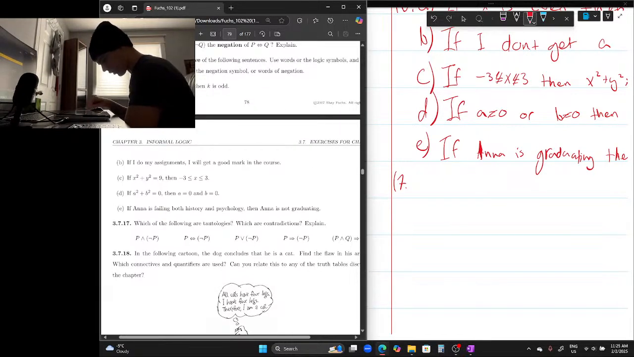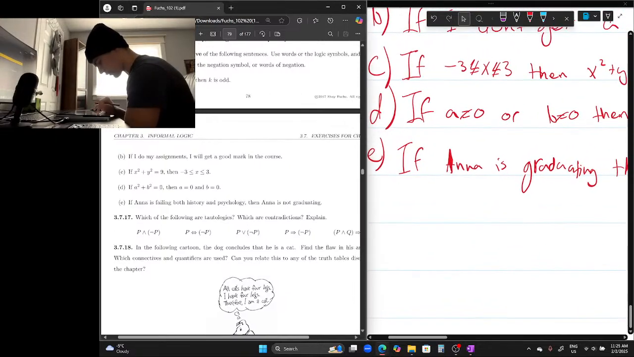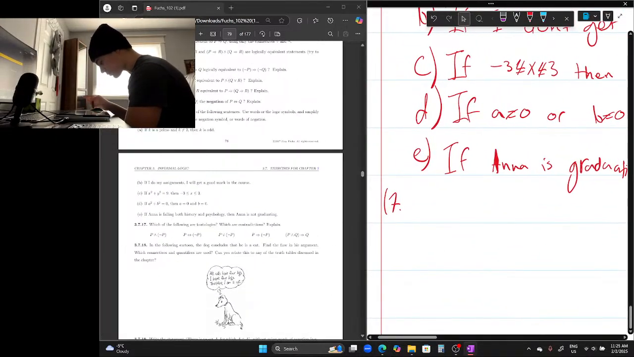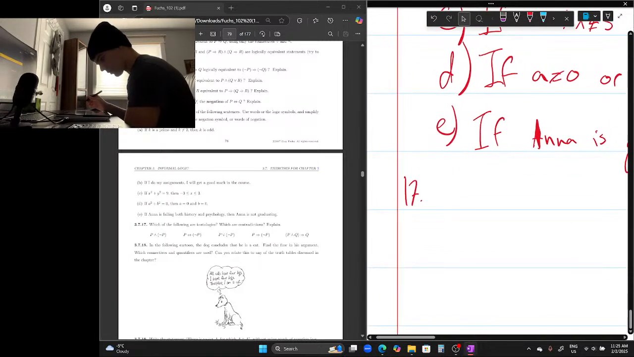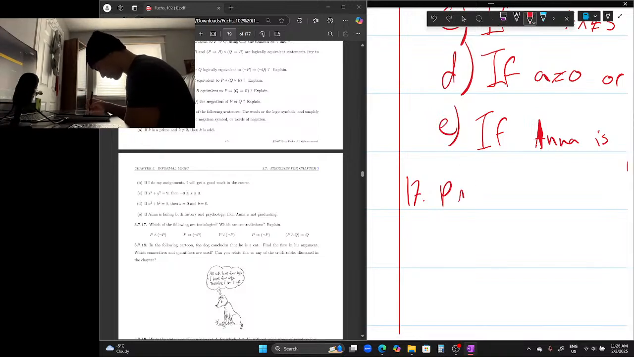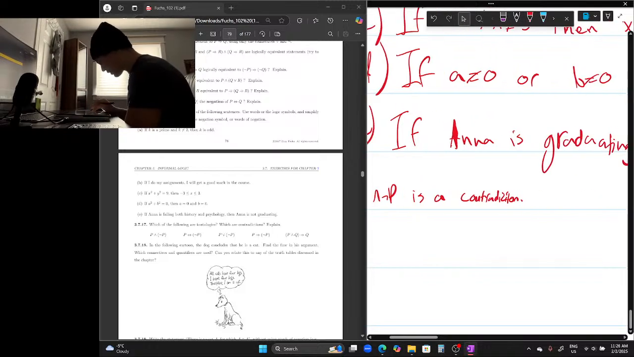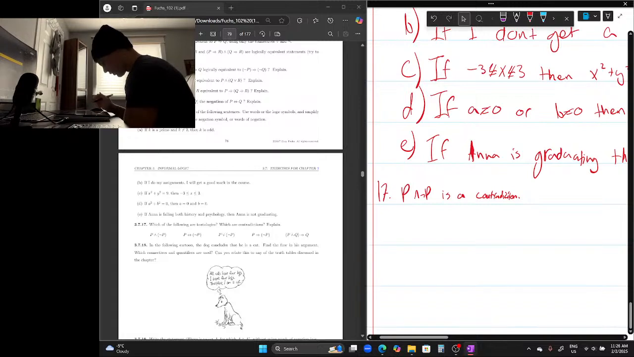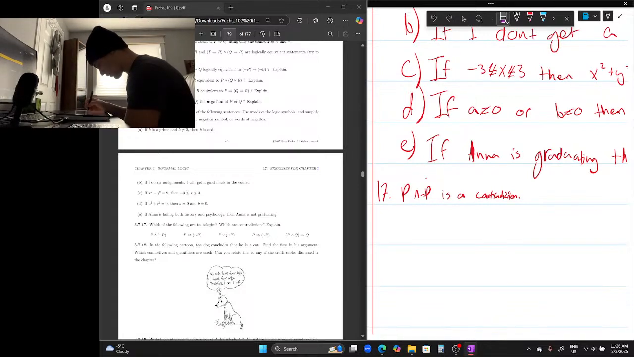What are tautologies, and which are contradictions? Okay, so tautologies are statements that are only true. Contradictions are statements that are only false. So P and not P is clearly a contradiction. You don't have to think about this one, because you can never have P be true and false at the same time. If it's true, then this is true but this is false, and if it's false, then this is true but this is false. So it's always false.